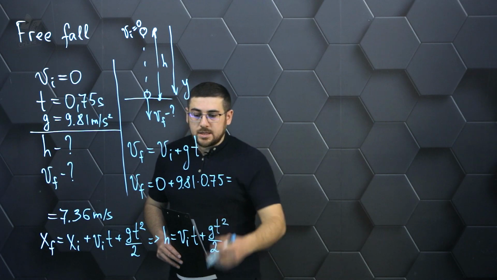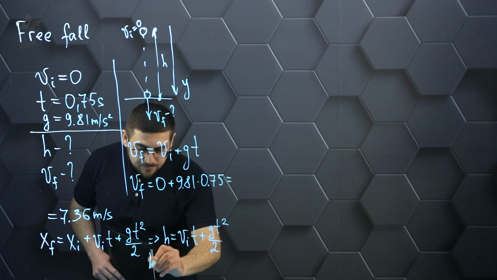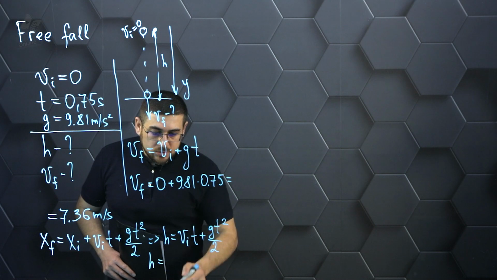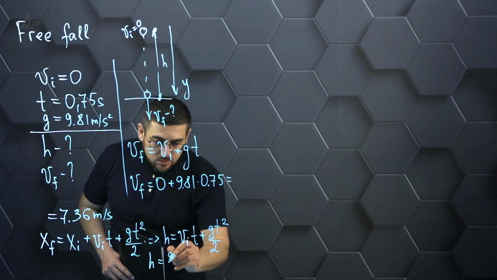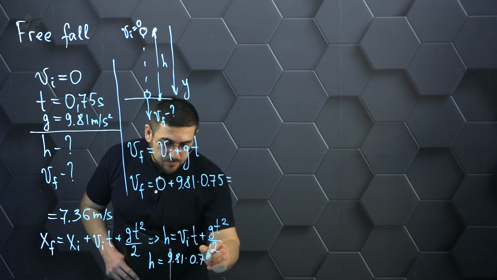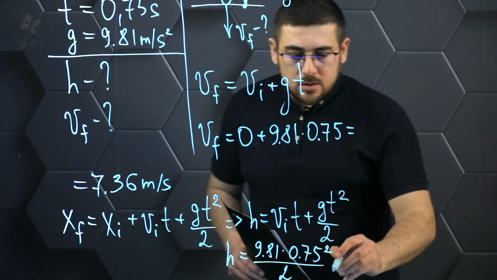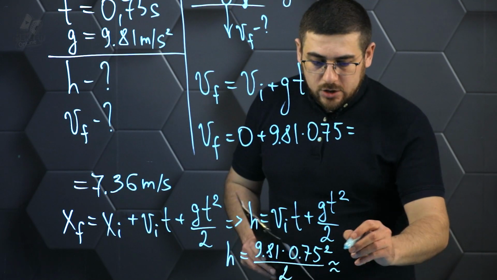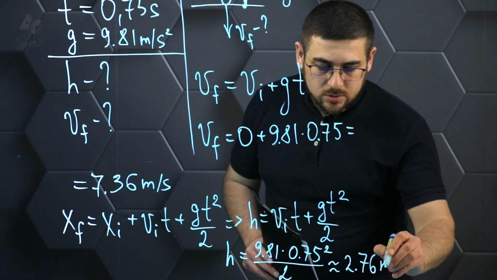For this expression, we already know everything. It remains only to put the value and calculate. The initial velocity is 0, so this component is also 0. Therefore, we rewrite only the values that have a value. And so after the calculations, we get an answer of about 276 hundredths of a meter.